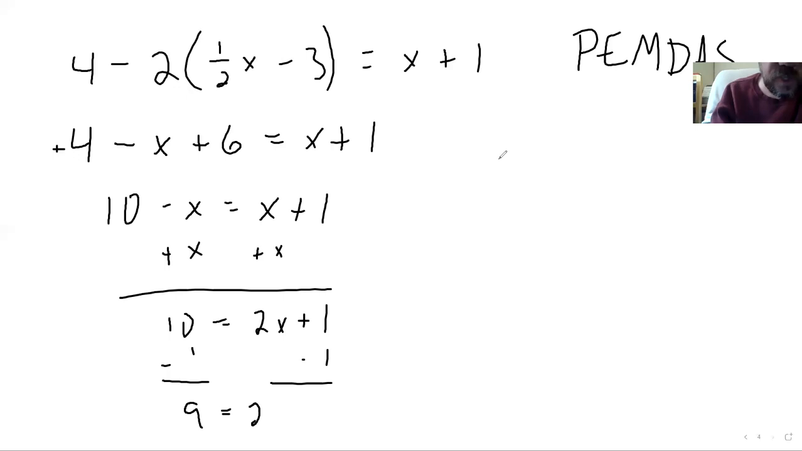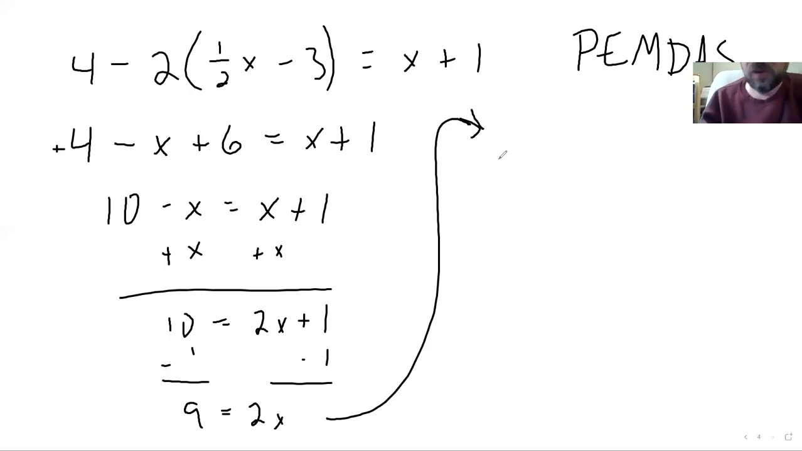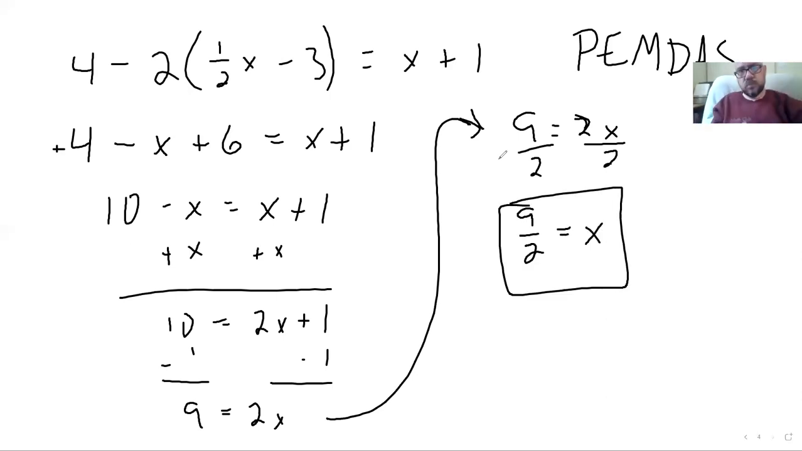9 is 2x. And so I have 9 equals 2x. Well, the opposite of multiplying by 2 is dividing by 2. 9 over 2 equals x. There you go.